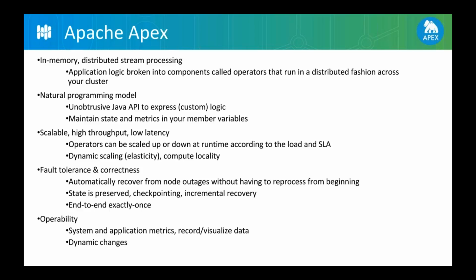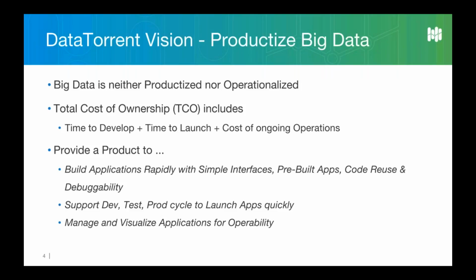Okay, so as a company, DataTorrent, what is our vision? If we look at big data in the current situation, it is not very well productized, and even the products which are available don't provide a high level of operability. So when we, as an enterprise, look at what we want to achieve for our customers, we look at the total cost of ownership. It includes three parameters: time to develop, time to launch, and the cost of ongoing operations.